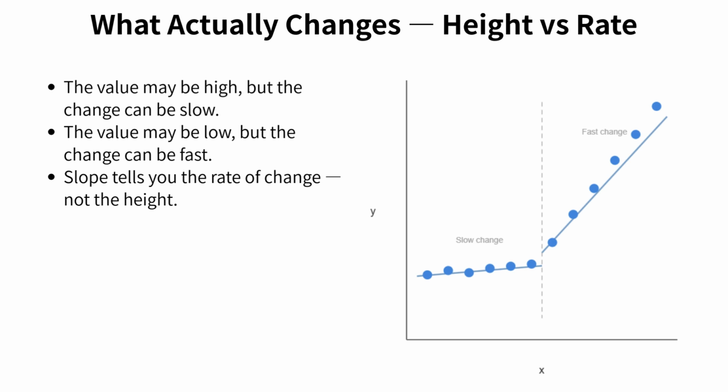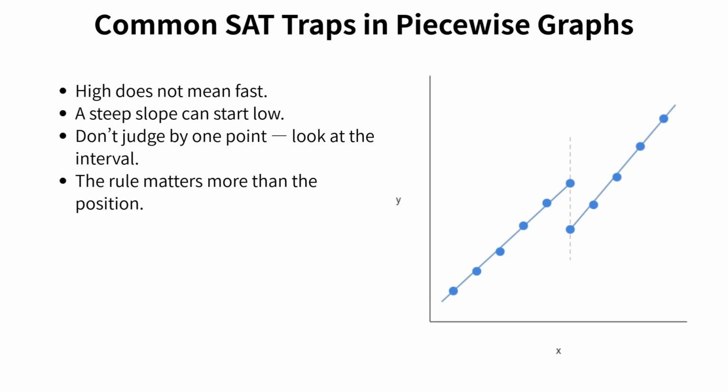Remember this rule. Slope tells you the rate of change, not the height. A graph can be high and still change slowly. A graph can be low and change very fast. When you compare different parts of a piecewise model, always ask yourself, which interval is changing faster? Let's pause here, because this is where many SAT mistakes happen.